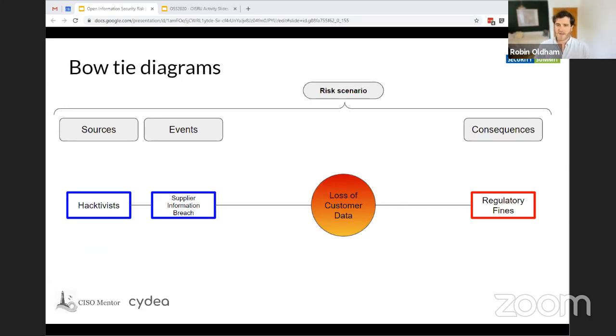So we've got our hacktivists that are going to be responsible for a supplier information breach, and that forms the event, if you like, the loss of customer data, and then stemming from that, there'll be some regulatory fines because it's personal information that they're taking. And this is a relatively simple way of visualizing this, but then we can start to apply some of those barriers or the security controls and where they fit in place.